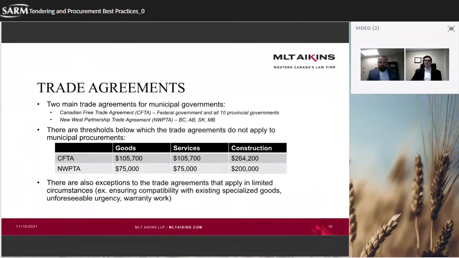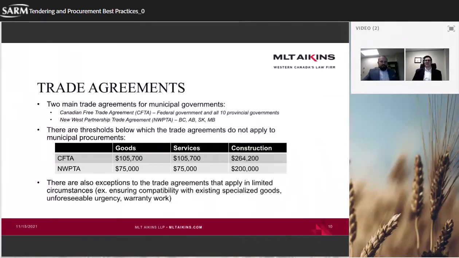And there's 2 main trade agreements that municipal governments should be aware of. One is the Canadian Free Trade Agreement, which is the federal government and all the provinces. The other is the New West Partnership Trade Agreement, which, as I said, is kind of Western Canada. And so there's thresholds where the trade agreements don't apply, as someone referred to in one of the questions. So these are the current thresholds. And I think the Canadian Free Trade Agreement ones have a bit of an inflationary aspect to them.